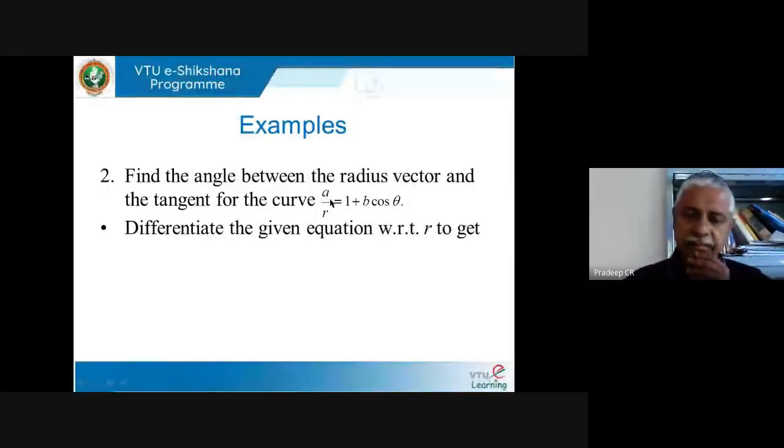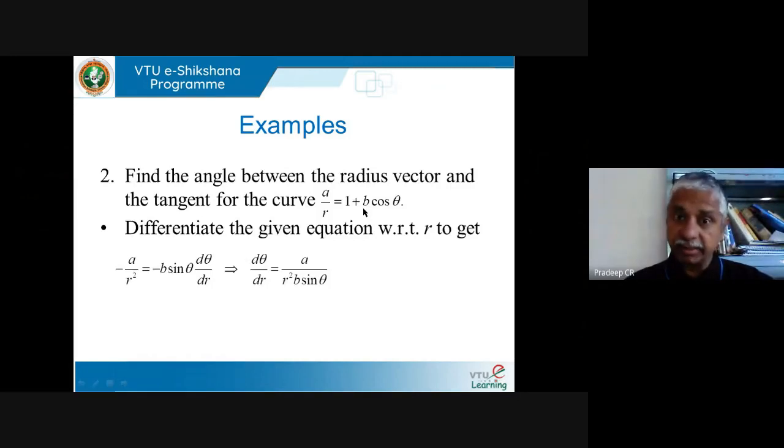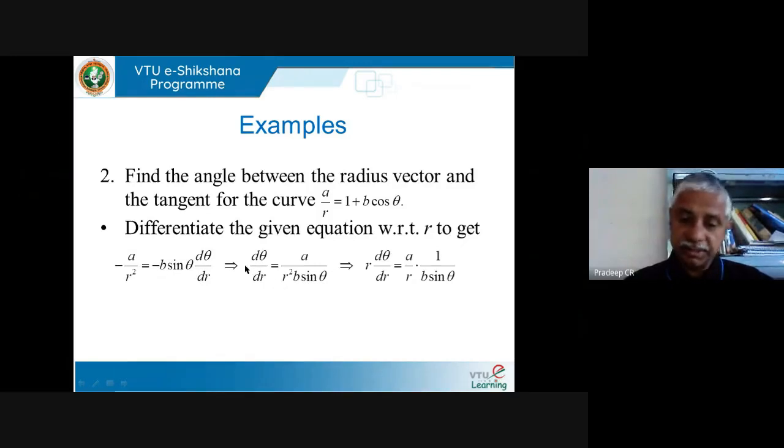So I want to find the angle between the radius vector and tangent for this curve. Differentiate this with respect to r. The left-hand side I'll get minus a by r squared, right-hand side I'll get minus b sine theta d theta by dr. Now basically I want r d theta by dr. So here it's easy to get d theta by dr: you take minus b sine theta to the denominator. So a by r squared b sine theta, minus and minus go away. Which means if I take one copy of r here, it will become r d theta by dr, which is a by r into 1 by b sine theta.